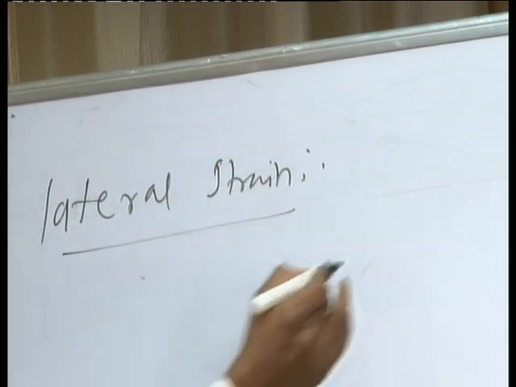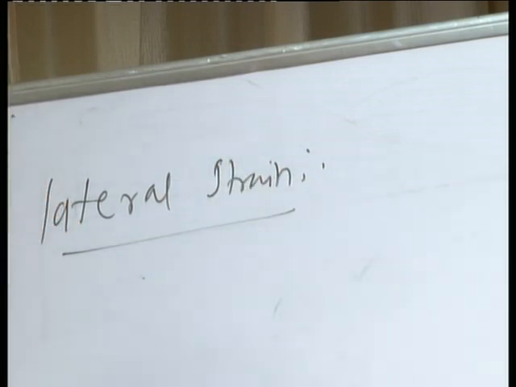In the delta L case, we took it as the longitudinal strain, because we applied the load along the length. So that is the longitudinal strain. Now here we have to calculate the lateral strain. That's why the value of Poisson's ratio is given here.